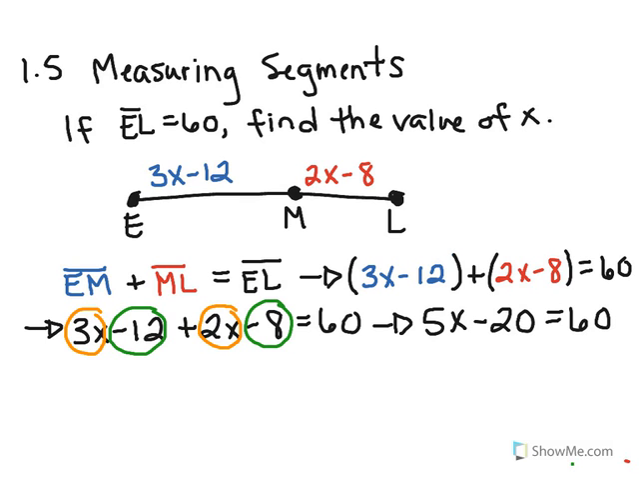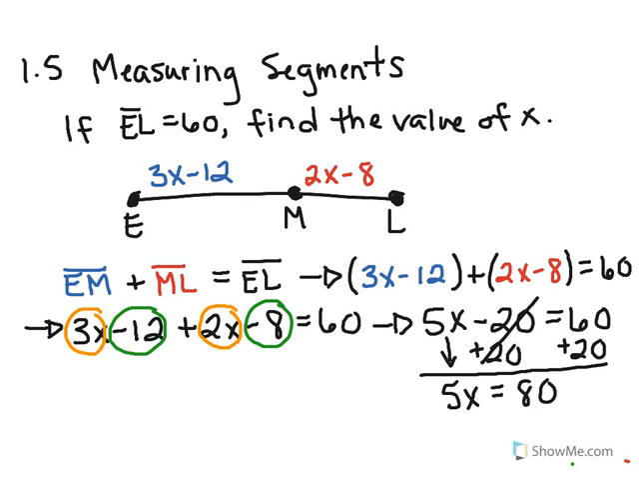Now, in order to solve this equation, I am going to cancel this minus 20 by doing the opposite, which is addition, so plus 20 here, and plus 20 here. So negative 20 plus 20 is 0, which will cancel that out. I'm going to bring down this 5x. I'm going to look over here on the right-hand side. 60 plus 20 happens to be 80.